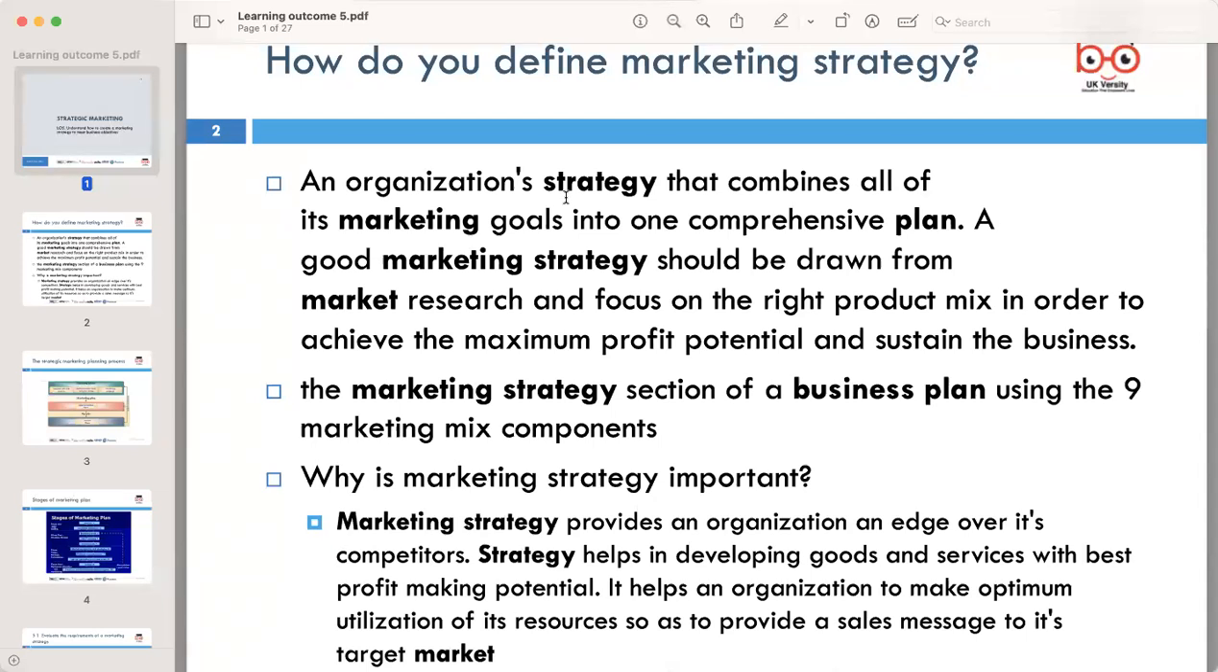Why is a marketing strategy important? Marketing strategy provides a competitive advantage to an organization. It aids in the creation of products and services with the highest profit potential and efficient resource utilization to effectively communicate with the target market.